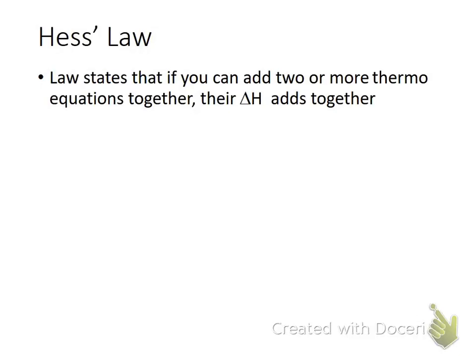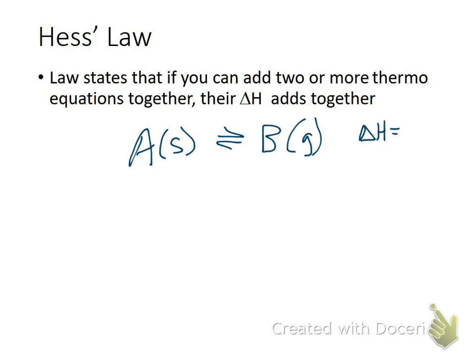Alright, so today we're going to talk about this thing called Hess's law. And as we're talking about thermochemistry, it turns out that Hess's law is used for adding equations together, reactions if you will. So what does this actually mean? Well, if we had two reactions, let's say A solid goes to B gas, and we said something like, well, this has a delta H of positive 5.